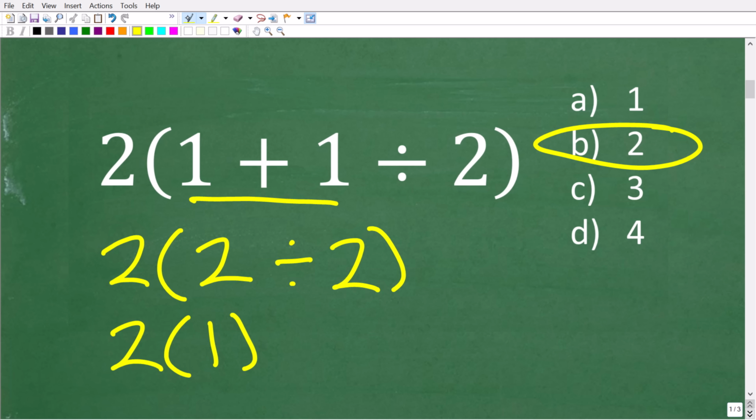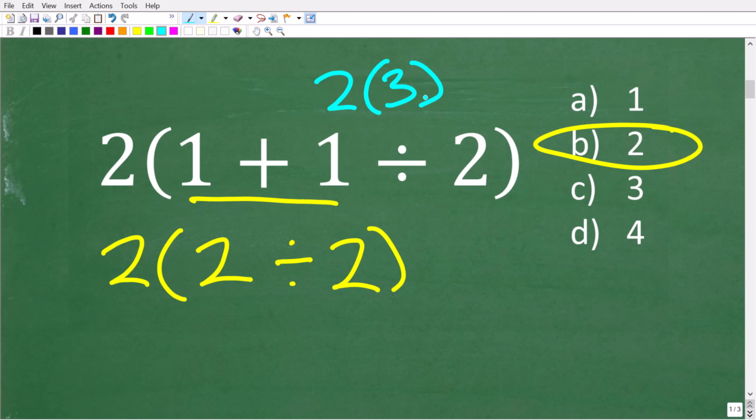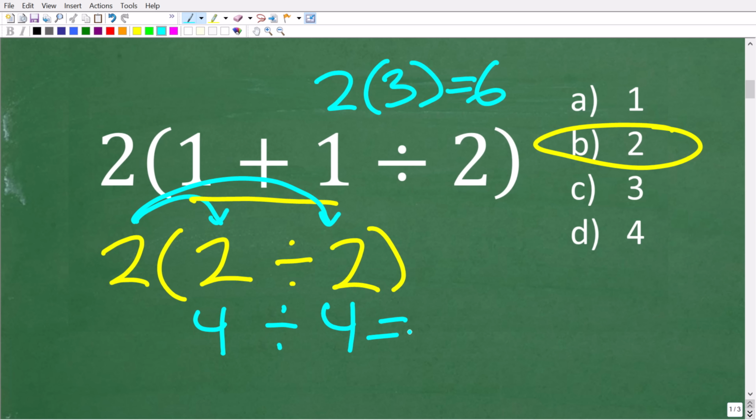But someone else could look at this problem and say, well, I know when a number is outside of parentheses, this means multiplication, like 2 parentheses 3, this means multiplication. So someone could say, well, 2 times 2 is 4, and then this 2 times that 2 would be 4. So 4 divided by 4 is 1. So maybe the answer is 1. So both of these answers look completely reasonable. We're doing all the addition, multiplication, and division right.